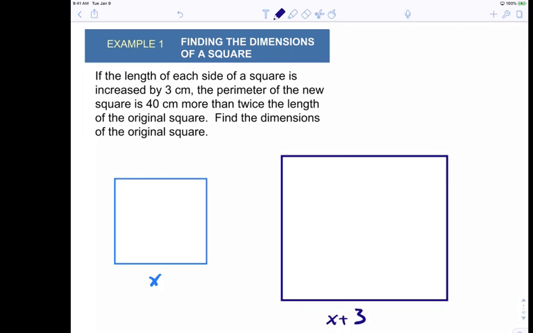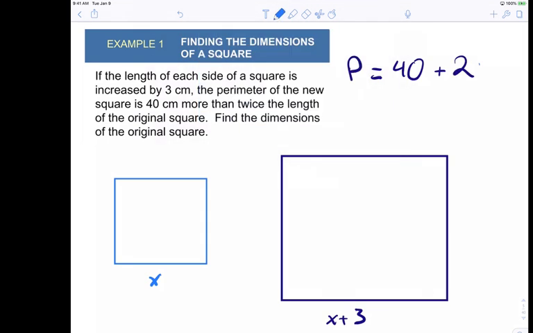Okay, so it says the length of each side of the square is increased by 3 centimeters. It says the perimeter of the new square is 40 centimeters more than twice the original. Okay, let's capture that. So the perimeter of the new one is, what's next? 40 centimeters plus... No, it's 2x plus 40. Okay, and we're going to say 2 times x, right?